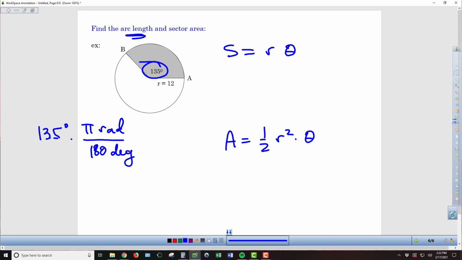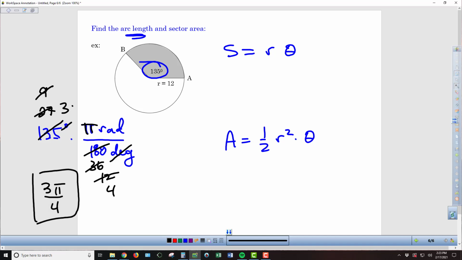So if we do our reducing, cross canceling, the degrees go, so that leaves us with radians as our units. We'll go ahead and leave our answer in terms of pi here. And so then we just have to reduce 180 and 135. If we divide by 5 on the top and bottom, we get 27 and then here we get 36. And then, of course, we can see that we can reduce one more time. Both the top and bottom are divisible by 3, so we get 9 and 12. One more time, divide by 3, we get 3 and 4. So the end result is 3 times pi over 4. So the radian measure equivalent to 135 degrees is 3 pi over 4.